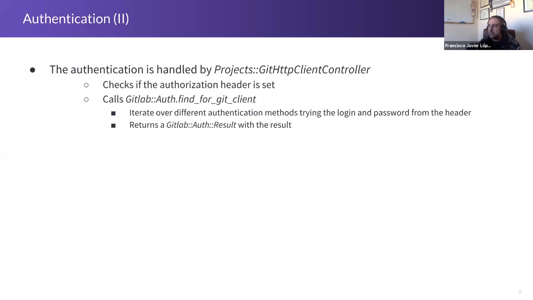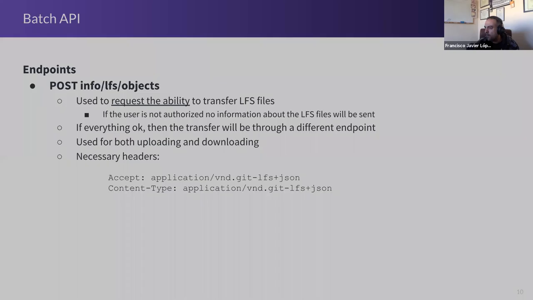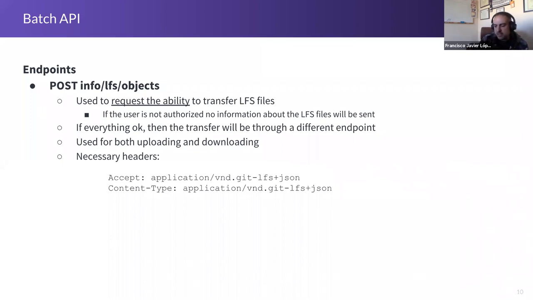In our case, the authentication is handled by the Git HTTP client controller. Basically, what it does is check if the request has any authorization header. It will decode the content in that authorization header, giving us the login and the password, or the login and the token. And with that information, it will call the method findForGitClient in the Auth class, which will iterate over each of the authentication methods we already have in order to get a successful response for those credentials. And then it will return the result class.